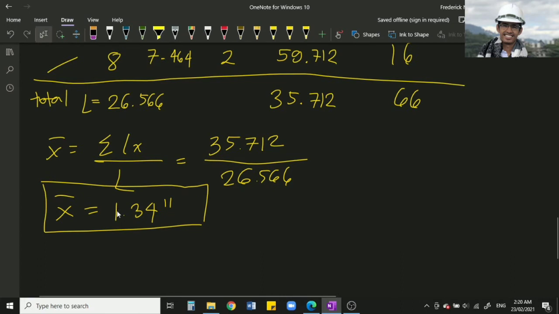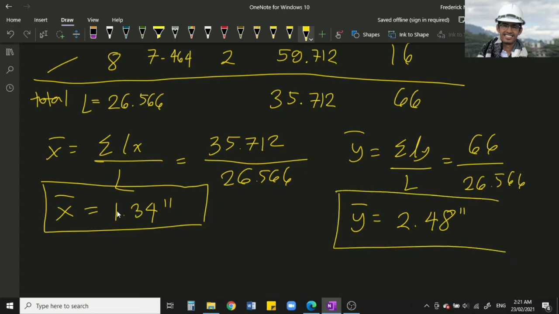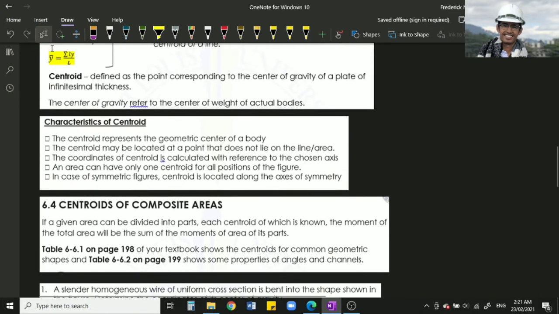And for bar y naman, ganun din, summation of ly over yung overall length ng ating material, so that will be 66 over 26.566. So bar y is equal to 2.48 inch. Okay, so ganun lang. So next problem na tayo.